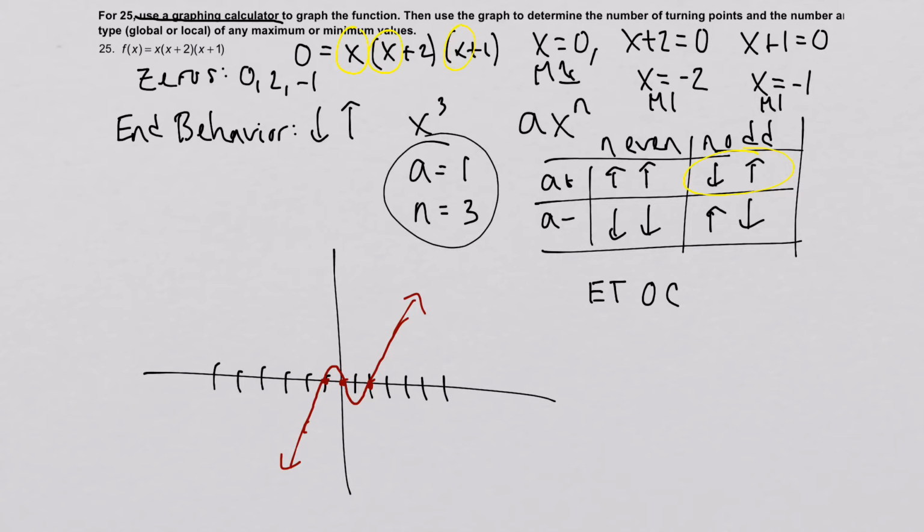So the question says, determine the number of turning points, the number and type of any maximum or minimum values. So let's start with turning points. How many turning points do we see? Well, every time that it changes direction is a turning point. So 1, 2. That's it. 2 turning points.